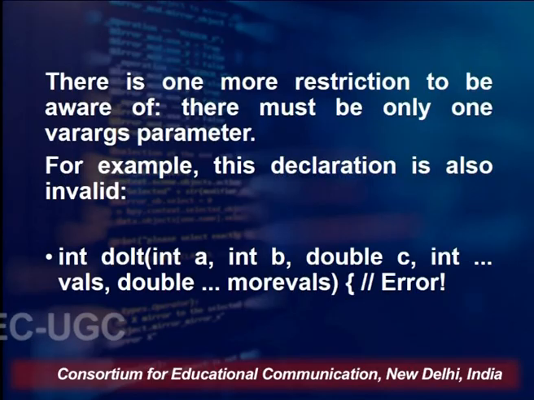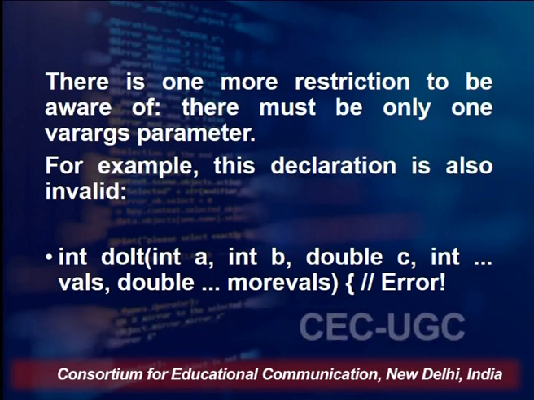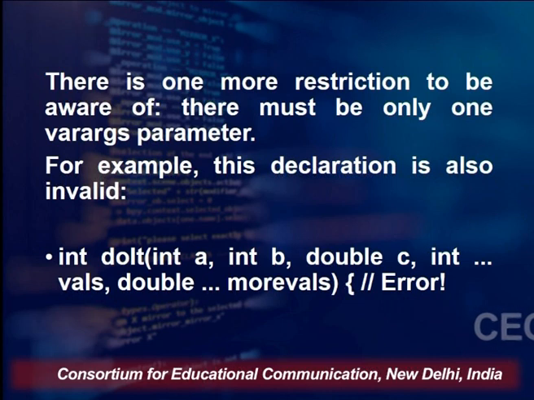So for example, if we have a method declared as, let's say, int, whatever the name of the method is, then within the brackets, that means the parameter list, we have int a, int b, int c, and then int... values. That is perfectly acceptable. Also, one more restriction to be aware of: there can be only one variable length parameter, there cannot be two.